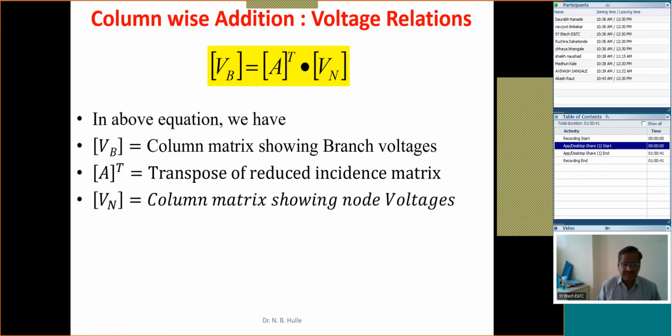I will discuss this point here. What is Vb here? I have already discussed that Vb is a column matrix showing the branch voltages. Vb is V1, V2, V3, V4, V5, and so on, depending on how many branches we have in the network or the directed graph. A transpose is the transpose of the reduced incidence matrix and Vn is the column matrix showing the node voltages, which is what I have tried to mention.